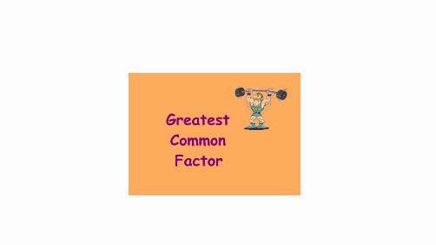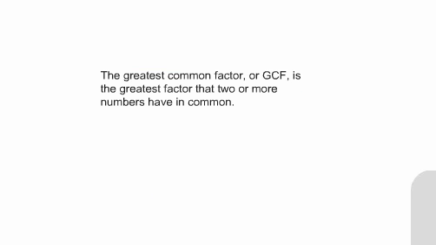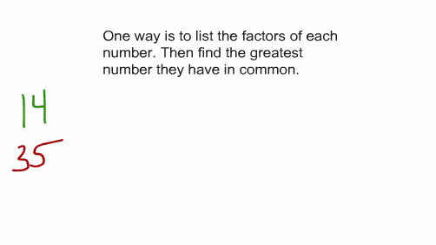Today we're going to talk about how to find the greatest common factor of two or more numbers. The greatest common factor, or GCF, is the greatest factor that two or more numbers have in common. There are several ways to find the GCF of two or more numbers. One way is to list the factors of each number and then find the greatest number they have in common.